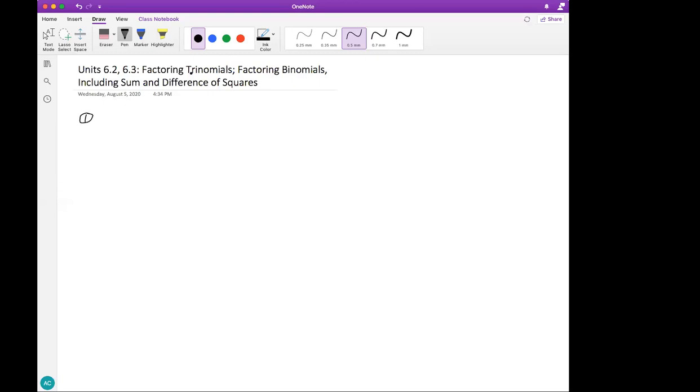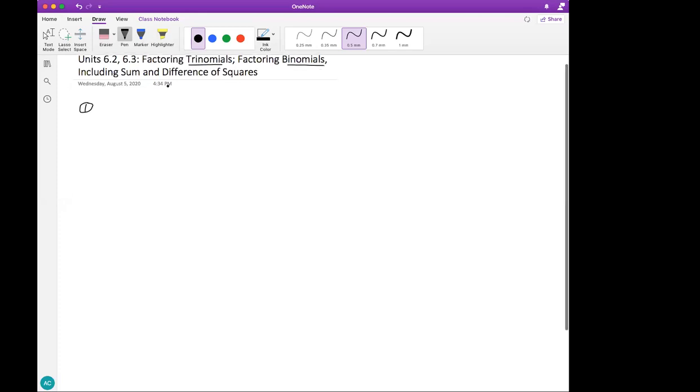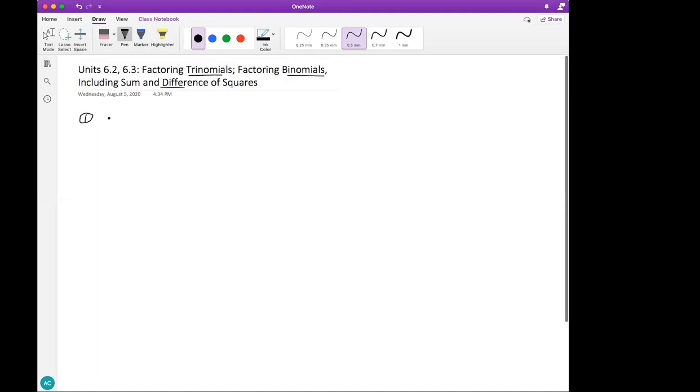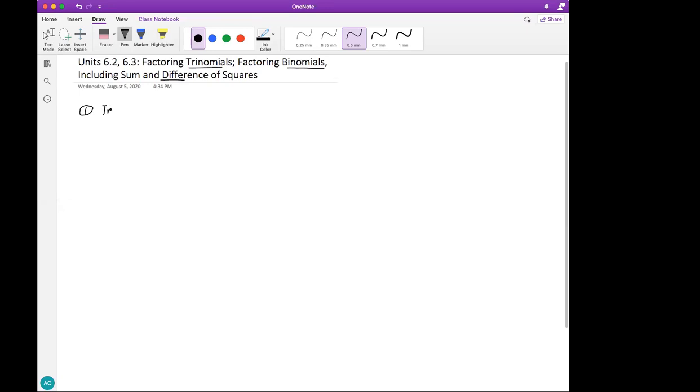One is called trinomial factoring. The other one is called binomial factoring. It's also called difference of two squares. Difference of two squares, we're going to see what that is in detail. So we're going to start with trinomial factoring.